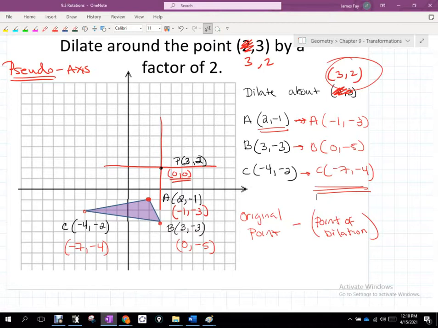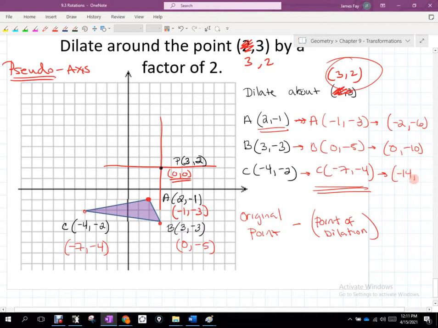Now these are points that are based off of 0, 0. So if I want to dilate this thing, because these are based off of 0, 0, we can now multiply. So now what I'm going to do is multiply each of these by 2. So -1 times 2 gives me -2. -3 times 2 gives me -6. 0 times 2 gives me 0. This is going to give me -10. It's going to be -14 and -8. Is everybody okay with that? Just multiplying these by 2.